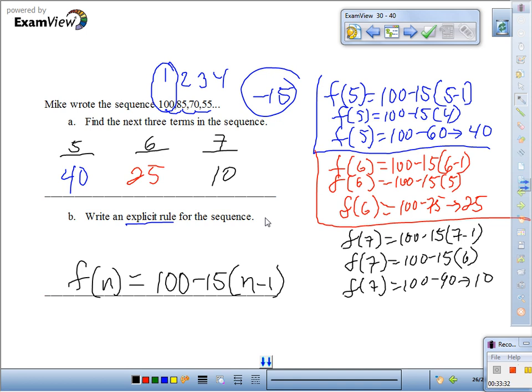Now let's do it like elementary kids do. Minus 15, 55 minus 15, that's 40. What is 40 minus 15? And 25 minus 15? Oh yeah, it did work.